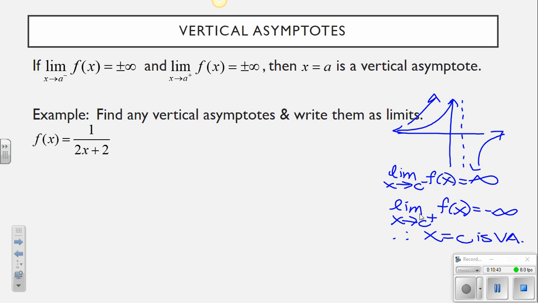Does that make sense? Okay, so that's just a formal definition of that. Right?